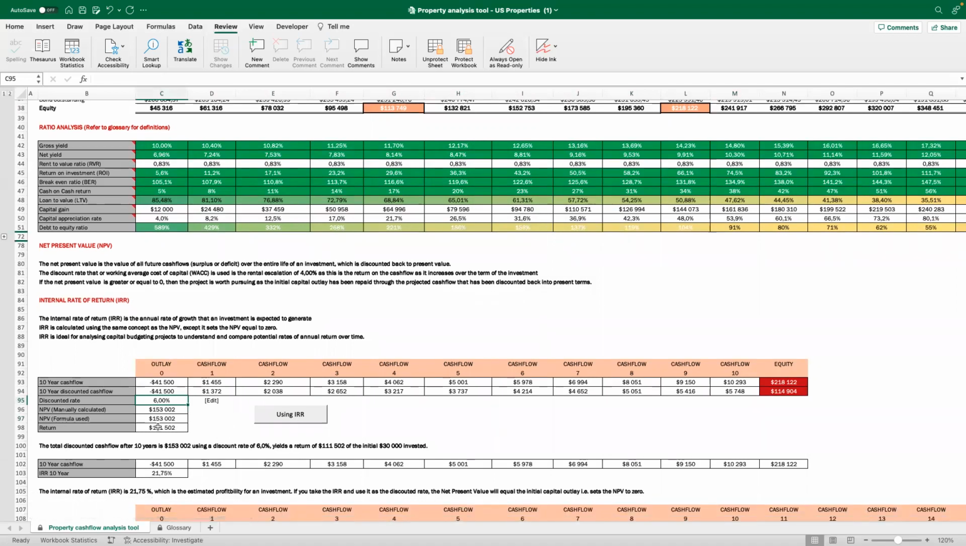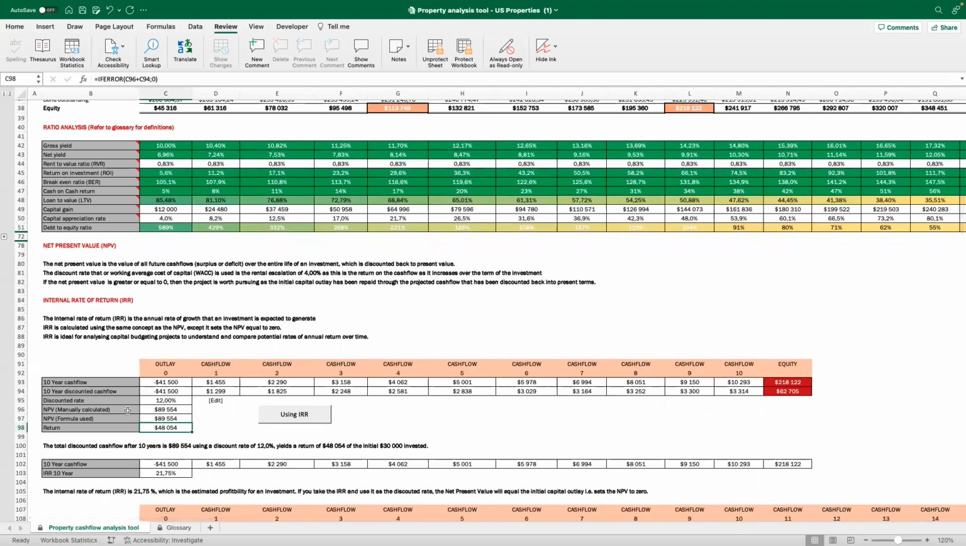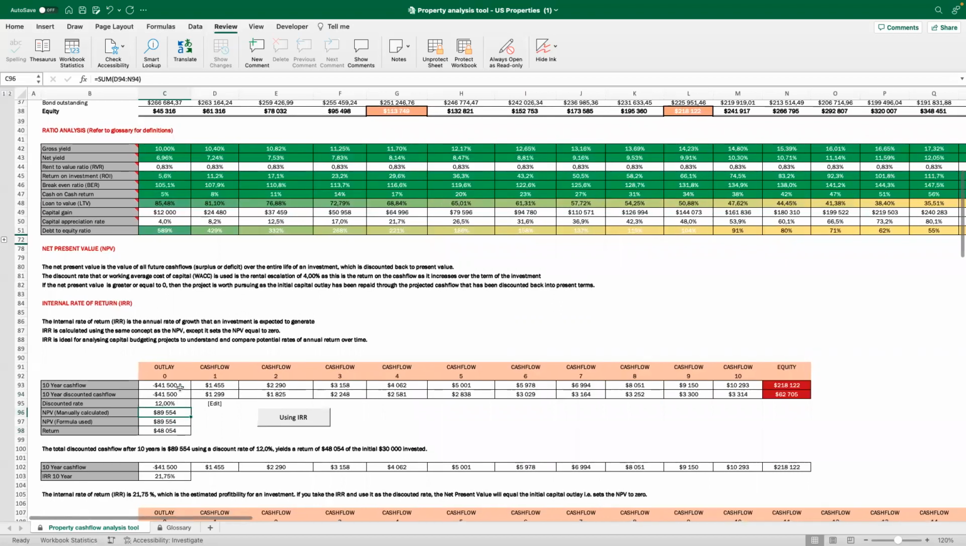So you can see here that because there's a positive cash flow, this investment is worth pursuing using a discount factor of 6%. If I change it to 12% and there's still a positive, it is worth pursuing because you're making a return. This is the net present value, and this is the return, the difference between. So this amount is greater than the capital outlay when you discount it back to present. So you're going to make a return of $48,054.